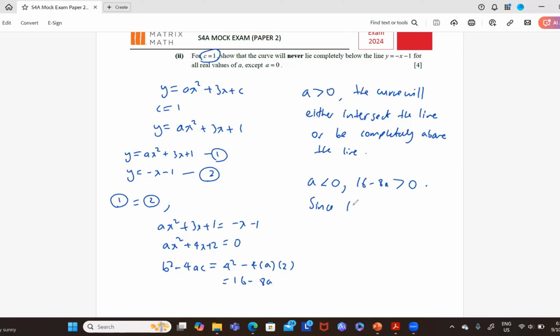Since the discriminant is more than 0, the curve will never lie completely below the linear line. So in both scenarios, you will never see a scenario where the curve is completely below the line. Okay, so therefore the conclusion is the curve will never lie completely below the line. Okay, so that's done.